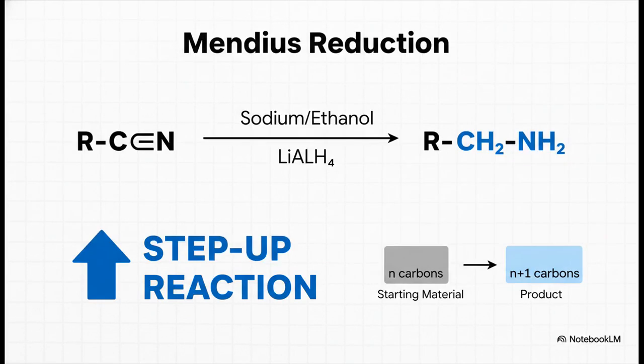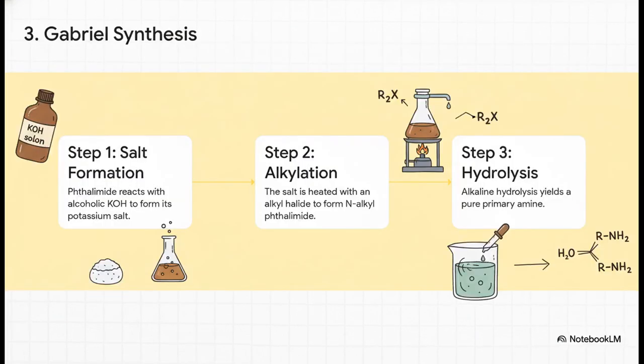Method 2 is the Mendius reduction. This time, we're reducing nitriles. Now, the really cool thing to notice here is what happens to the carbon chain. We start with a nitrile, the CN triple bond, and we end up adding a CH2 group next to the nitrogen. What does that mean? It means we've just added a carbon atom. This is what we call a step-up reaction, and it's super useful when you need to make your molecule 1 carbon longer. Okay, method 3, Gabriel phthalimide synthesis.